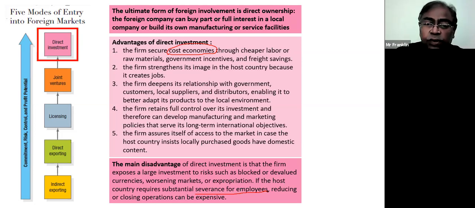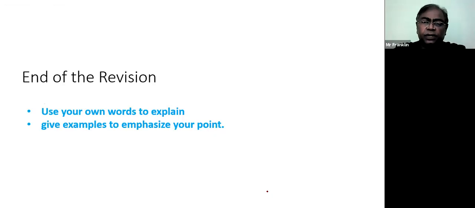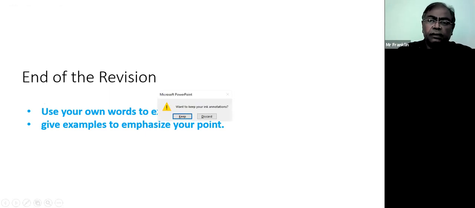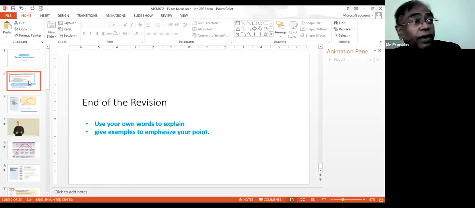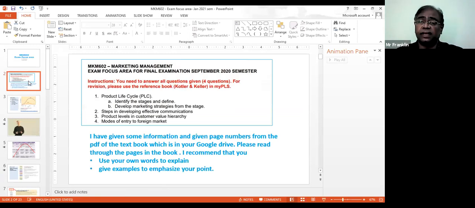Okay. All right. So now this is the end of the revision. We have covered all the 4 topics. Just to review, these are the 4 areas. First is the product life cycle. So in the product life cycle, identify the 4 stages, and define what they are.